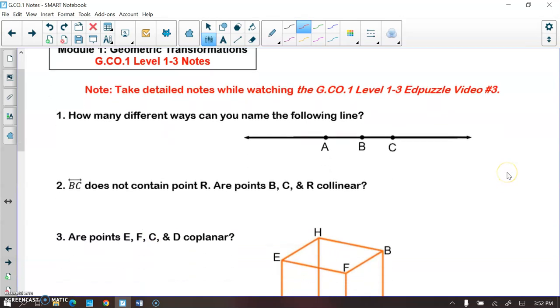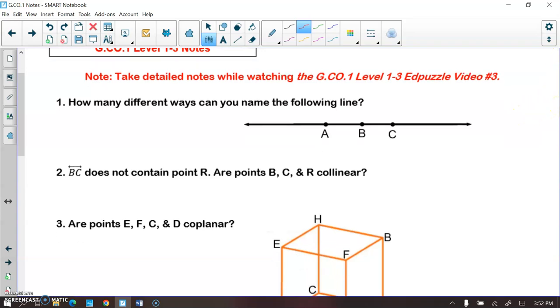All right, so now we're going to practice some of these vocabulary words. So how many different ways can you name the following line? Now remember, to name a line, we just need 2 points on your line. So we can name this line AB. We can also name this line BA, going backwards.